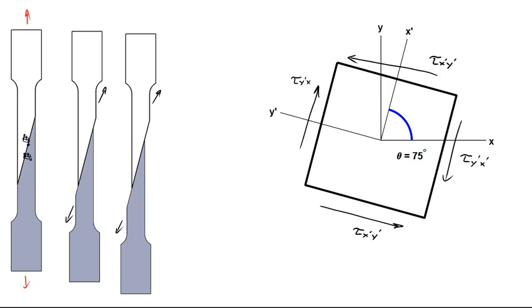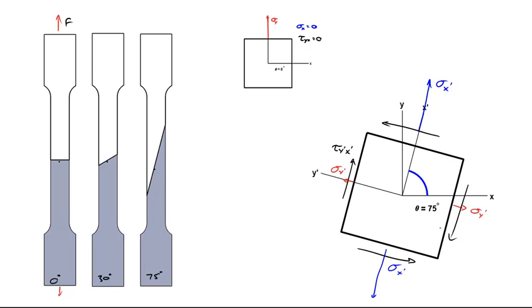And because the element doesn't rotate, the net moment has to be 0. And what we find is that tau x prime y prime has to equal tau y prime x prime. So oftentimes you'll just see this stress being reported, and it's implicit that the two stresses must be equivalent. See, we've come back to the original element, so I've got tau x prime y prime, and I'll draw the rest of them on here.